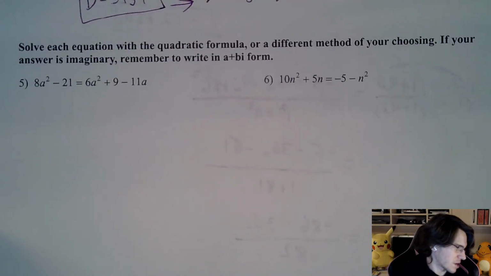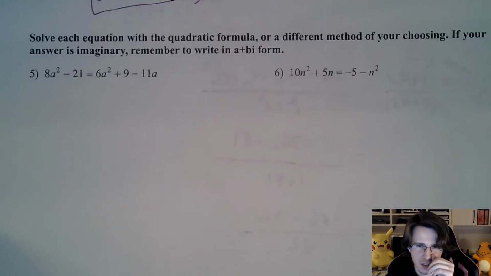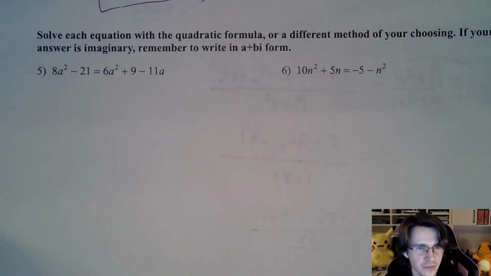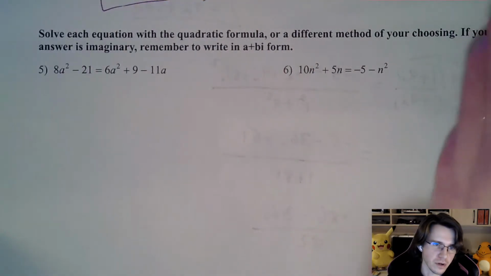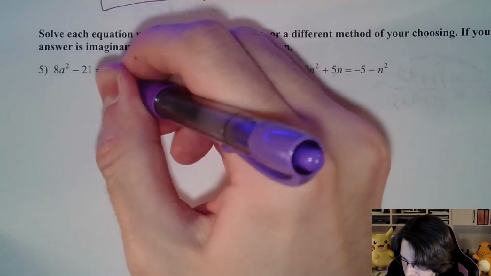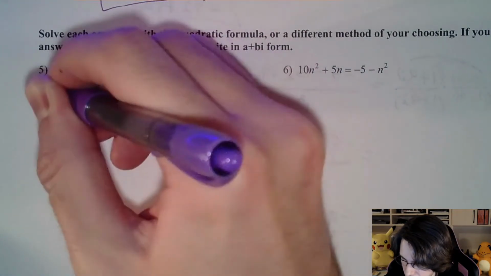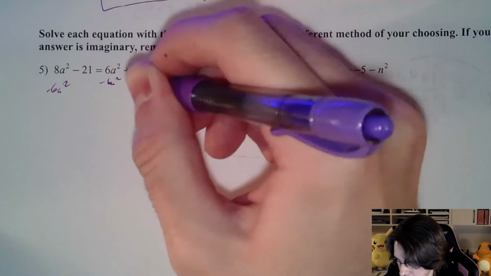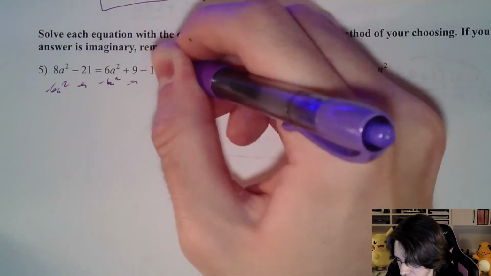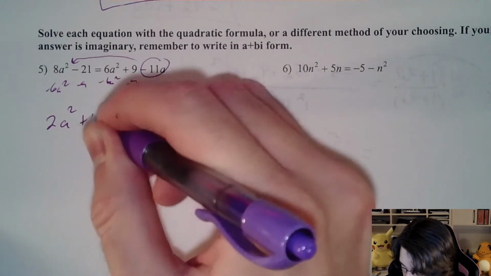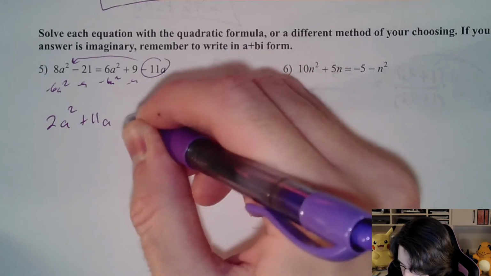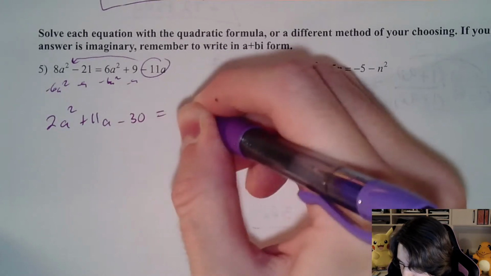So I'm warning you there that at least one of these on the test is going to be an imaginary answer, so be careful with it. On this one, we're going to take all this and throw it to the left. We're going to take that 6 and subtract 6a squared, and subtract 9. This 11a is alone and just gets thrown over here, becoming a positive 11. So we get 2a squared plus 11a minus 30 is equal to 0.